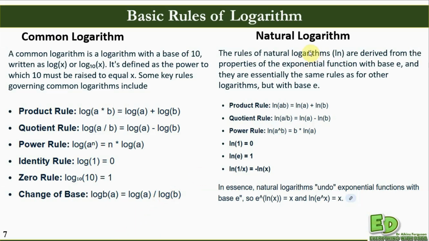On the right hand side here, we have the natural logarithm, or what is called ln. The rules of natural logarithms are derived from the properties of the exponential function with base e. They are essentially the same rules as for other logarithms, but with the base e. So a natural logarithm is a logarithm with the base e, where the base e is approximately 2.71828.